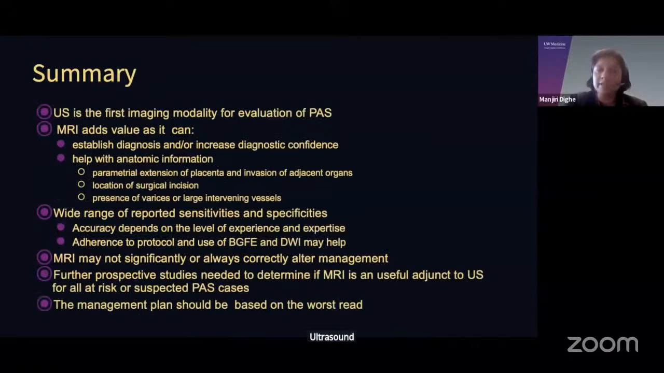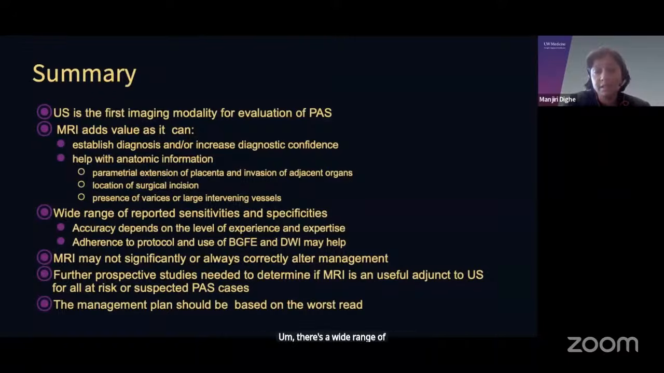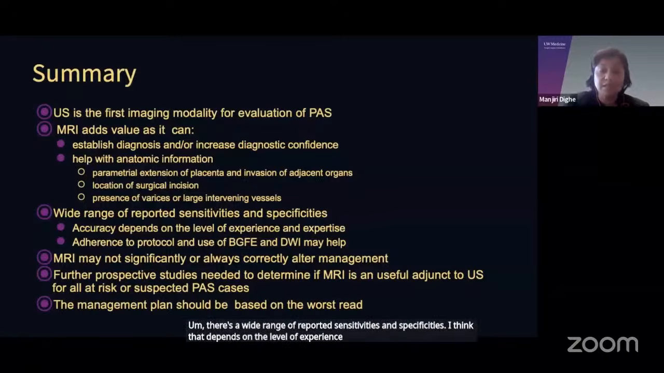Ultrasound is always a first-line imaging modality. MR does add value, in terms of increasing the diagnostic confidence of parametrial extension, knowing as to where the surgical incisions should be placed, are there any large vessels, etc. There's a wide range of reported sensitivities and specificities. I think that depends on the level of experience and expertise as such. It is important to adhere to your protocol, once you have it well set up.